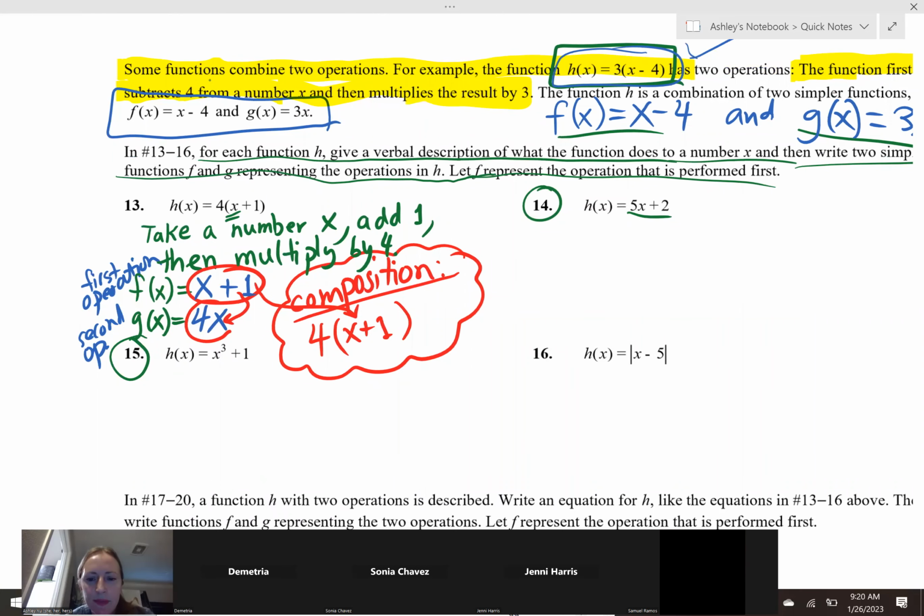We did 13 together. Now we'll do 16 together, only because absolute values are kind of weird and they kind of freak me out a little bit. So I want to go over that. And then maybe we'll break into groups and see if we all can agree how to do 14 and 15. And then we'll come back together as a big group.